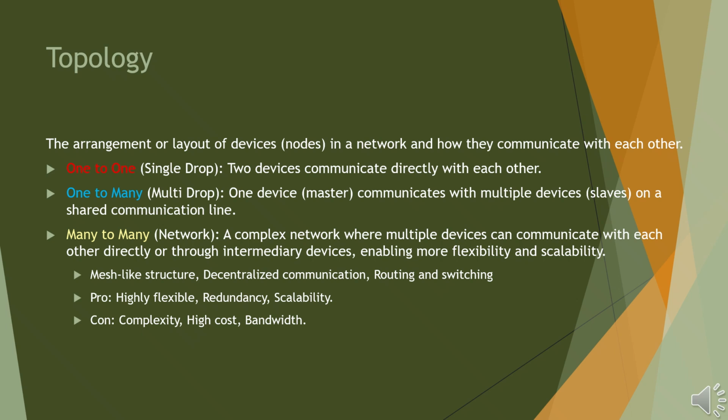A many-to-many topology forms a full or partial network, such as Ethernet, where multiple devices can communicate with one another either directly or through intermediate devices like switches and routers. This structure supports routing, redundancy, and scalability, allowing the network to expand and reconfigure without major hardware changes. Each topology has its strengths and trade-offs. Simpler ones like one-to-one are easier to implement and debug, while complex topologies like Ethernet networks offer flexibility and high performance, but require more sophisticated management and infrastructure.